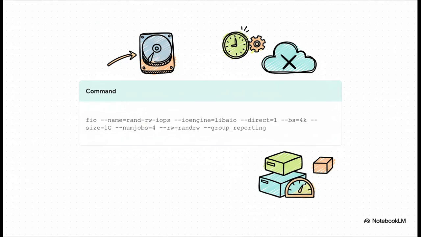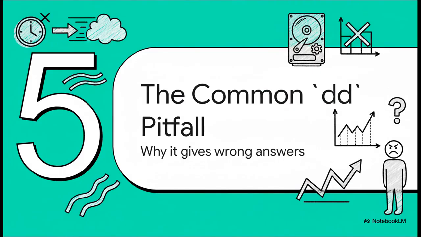So, take a look at the command here and you'll see a few key changes. First, the block size BS is now a tiny 4K to mimic those small file reads and writes. We've also bumped up the num jobs to simulate multitasking. And finally, the RW flag is set to rand RW because we want a realistic mix of random reading and writing. Okay, so now you know the right way to test your disk.